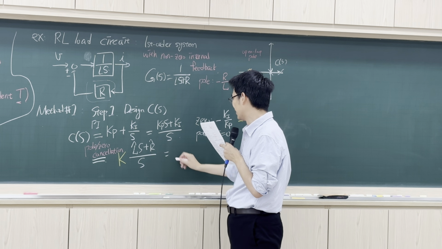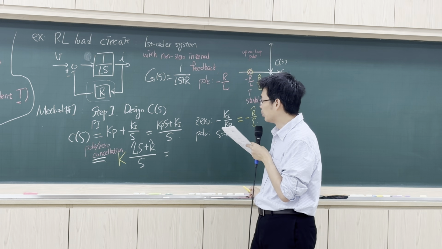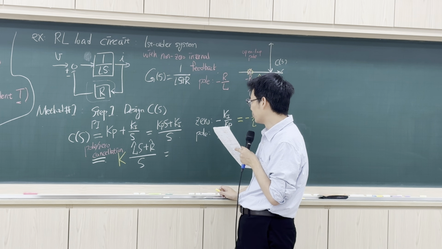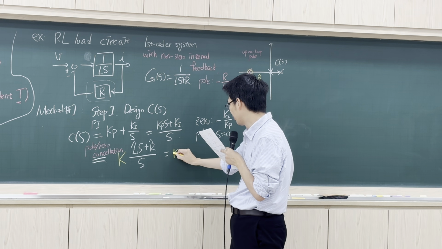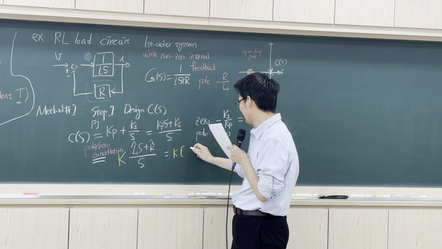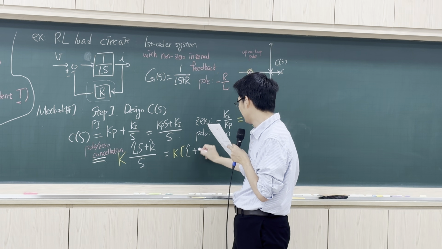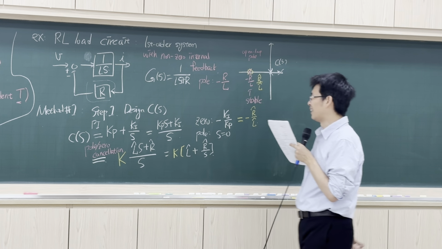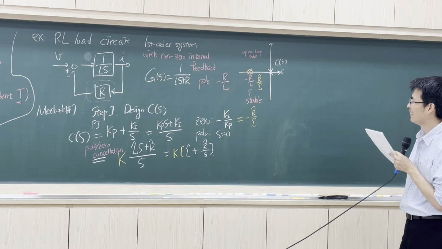So it's equal to, we can reformulate based on the PI format. If you want to reformulate it in the PI format, it's equal to K L plus RS. Okay?